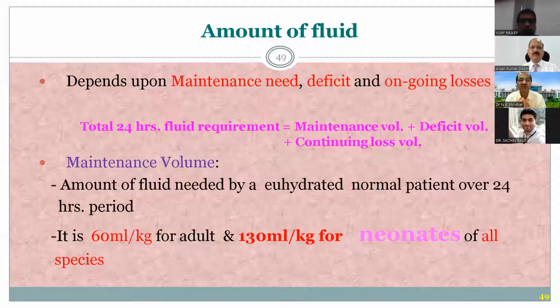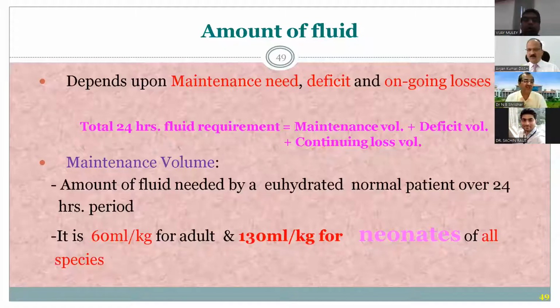So how much fluid needs to be given? This is a very important question from field veterinarians, and it depends on the maintenance need, the deficit, and ongoing loss, because as we go on administering fluid, there will simultaneously be loss also. Hence, we base the treatment on the 24-hour fluid replacement, which is equal to the maintenance volume plus the deficit volume plus the continuous loss volume. This is the total 24-hour fluid requirement.